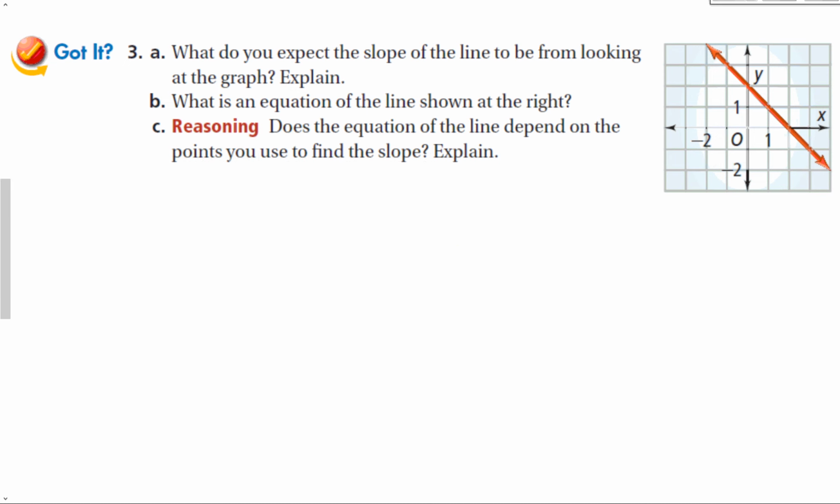What do you expect the slope of the line to be from looking at the graph? Look at the graph. This slope is going down. I would expect it to be negative. Okay. What's the equation of the line?